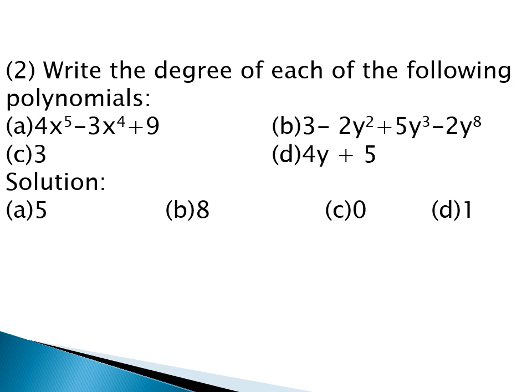I repeat. 4x cube minus 3x raised to 5 plus 9. What is the highest power? It is 5, so the degree is also 5. Now the second example, the highest power is 8, so the degree is 8. See, here you cannot see any x, that means x raised to 0 is there for the third example, so the highest power is 0. Fourth example, the power of y is 1, so its degree is also 1.